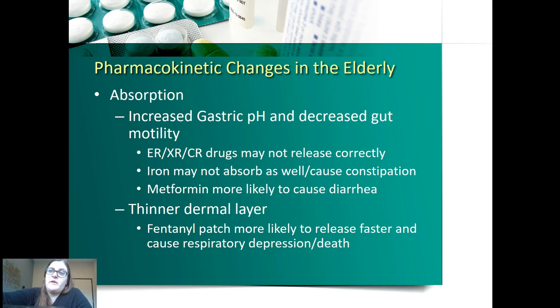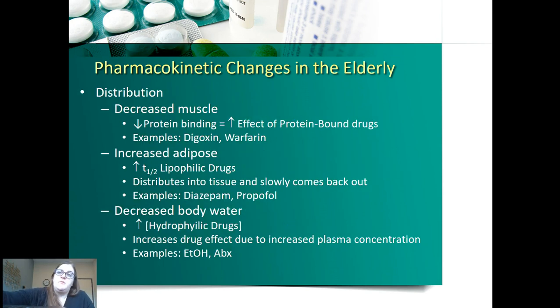The other thing is if they're using something topical, they do have a thinner dermal layer, and so the medication won't release the way it was really designed to, especially if they are cachectic or don't have a lot of extra body fat. And so I definitely saw multiple people getting admitted to the hospital in Arizona because of accidental fentanyl patch overdoses. Distribution. So this is, again, where the drug goes after it's gotten into the body.